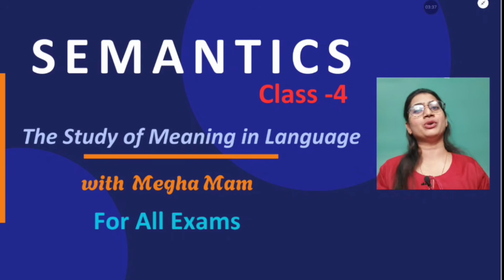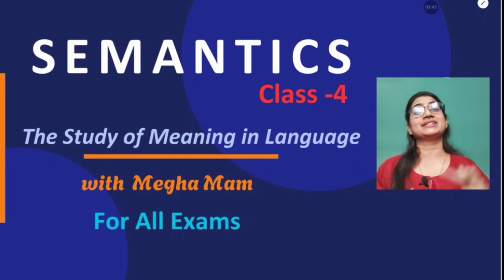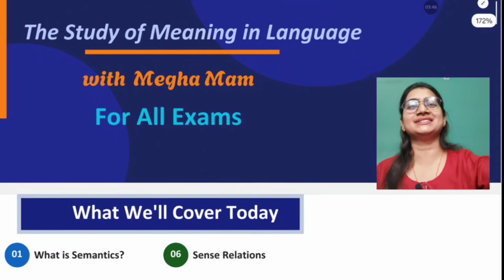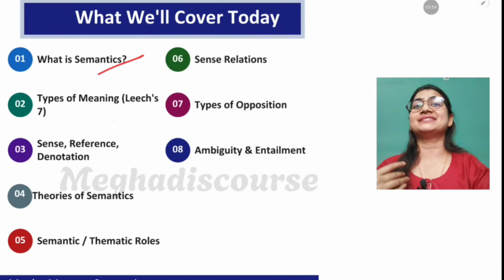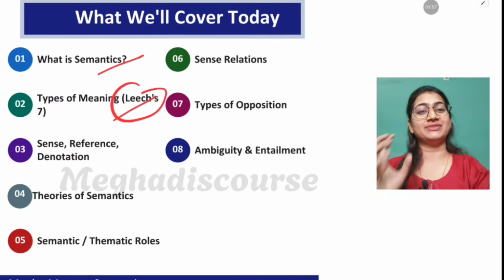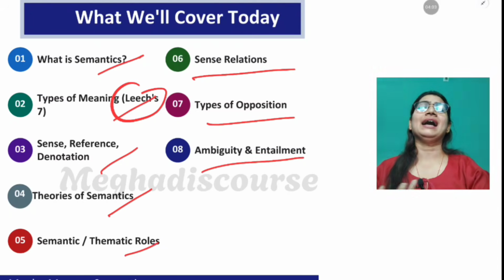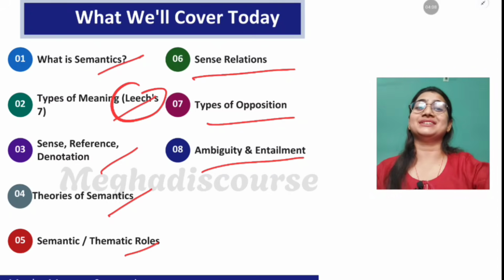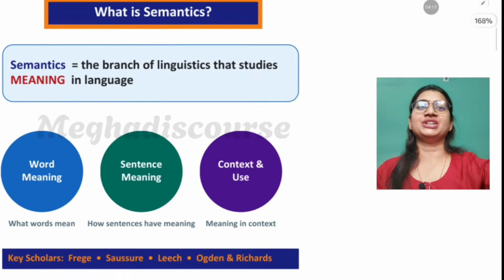It is applicable for your exams, whether you are appearing for assistant professor of any state, UGC NET, GATE, SAT, TGT, PGT, KVS. So what are we learning today? What is semantics, types of meaning, that is Leech's theory, which is very important, sense, reference, denotation, theories of semantics, sense relations, types of opposition, and ambiguity and entailment. So this is our index for today's session. Without wasting much time, let us start.